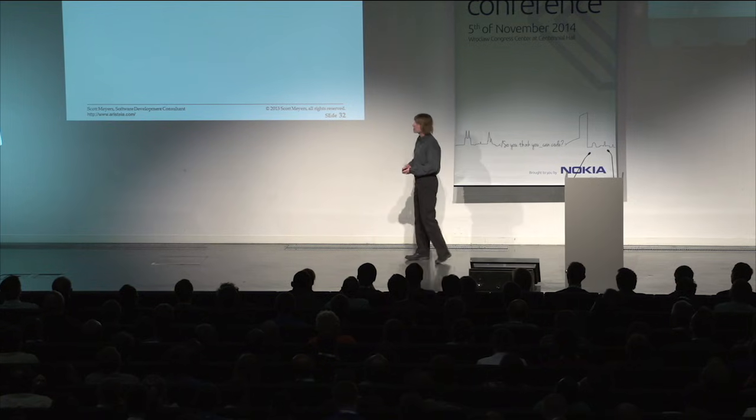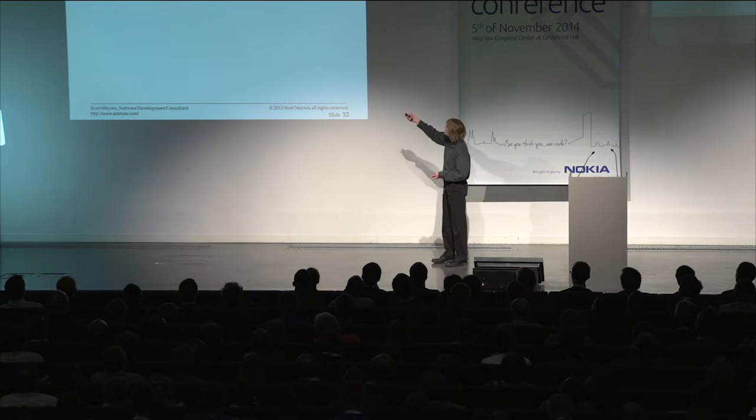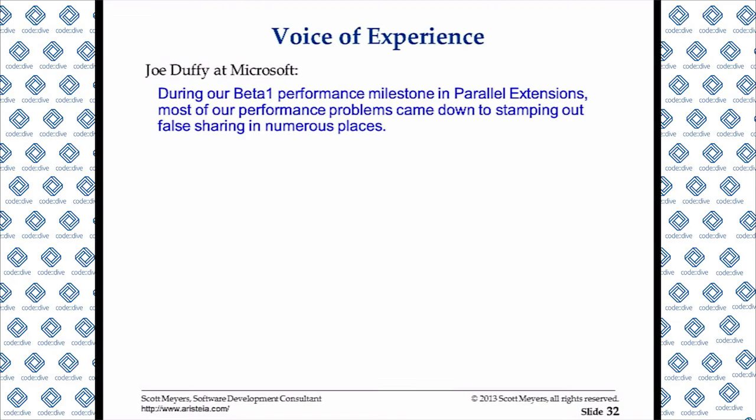Another quote from someone at Microsoft. During our beta 1 performance milestone in parallel extensions, which is their library for parallel algorithms that shipped with the CLR, most of our performance problems came down to stamping out false sharing in numerous places. And in some sense, the scariest thing about this quote is most of the performance problems.